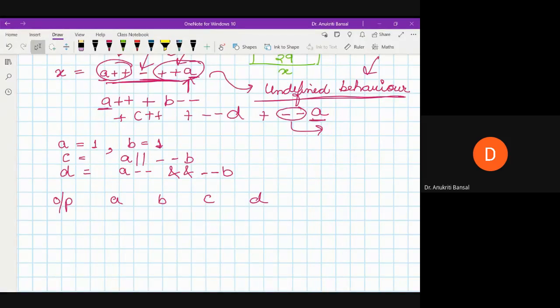Okay, we don't have time. Let me explain. So we will solve these questions tomorrow. Such type of examples we will take tomorrow. In case of logical operator, if the first expression operand evaluates to true, we don't evaluate the second operand. True means any non-zero value and false is 0.